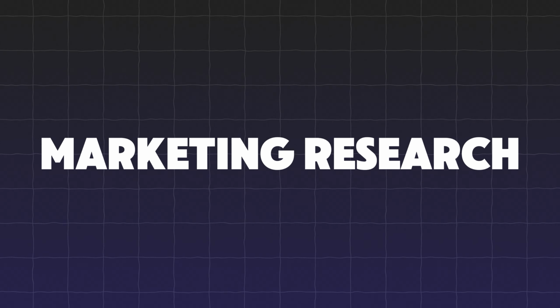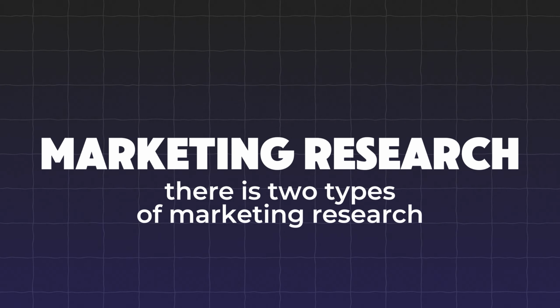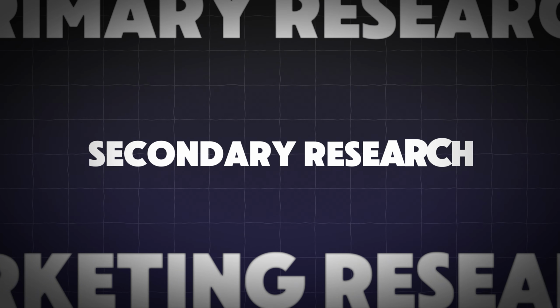So let's talk about marketing research. There are two types of marketing research. We have primary research and we have secondary research. Primary research will be focus groups, surveys, basically getting information from the horse's mouth. Secondary research will be Google, third-party research tools, things of that nature. Basically a barrier between you and the actual customers.